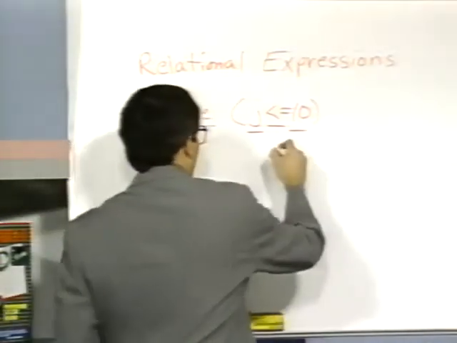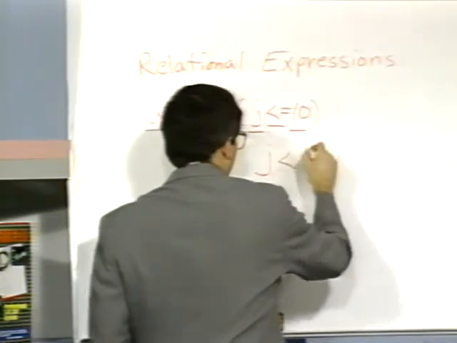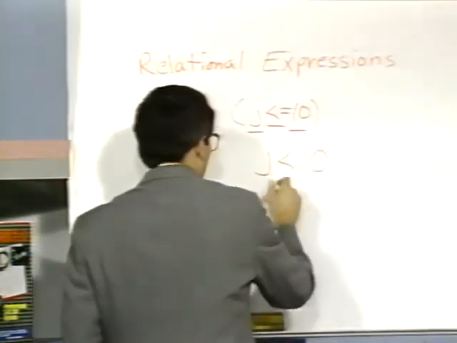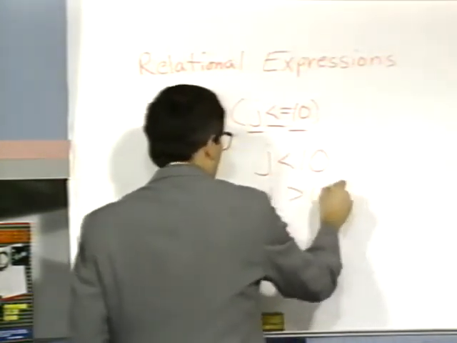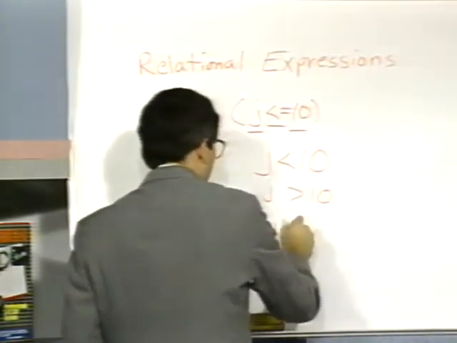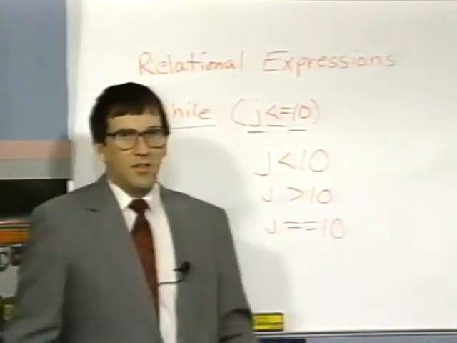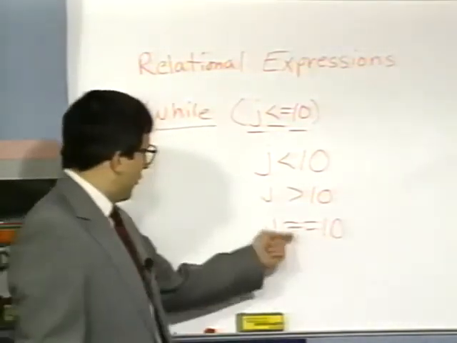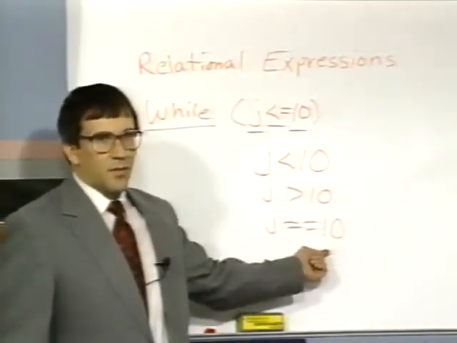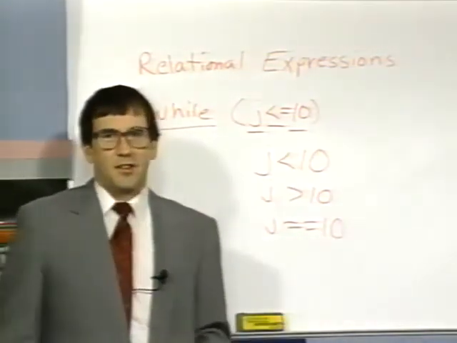For example, we can have j is less than 10. We can have j is greater than 10. We can have j is equal to 10. Now this is something very important. When I said j is equal to 10, I put two equal signs in here.